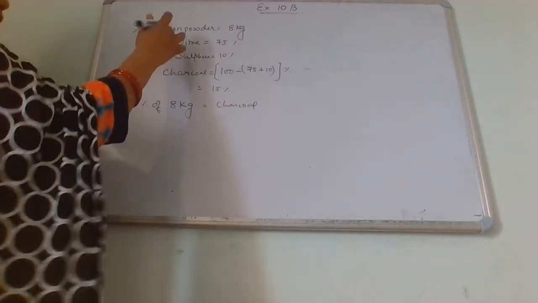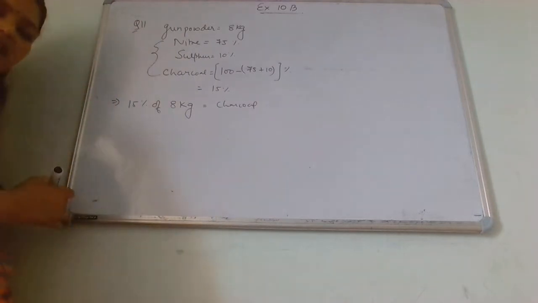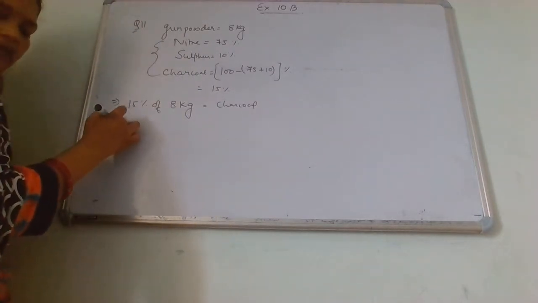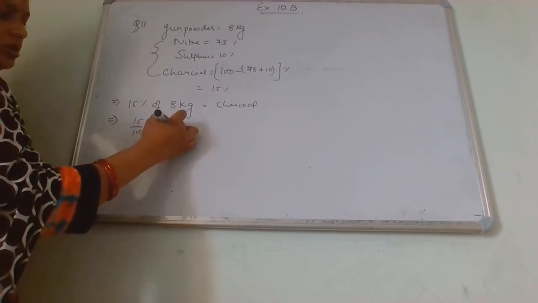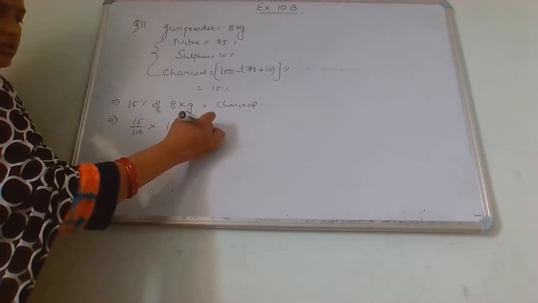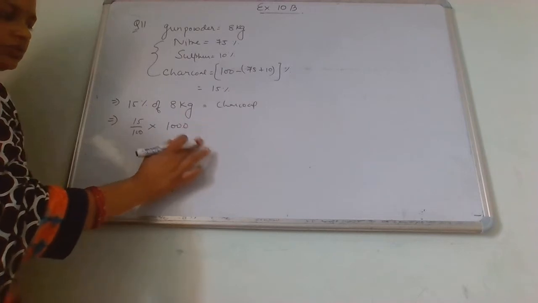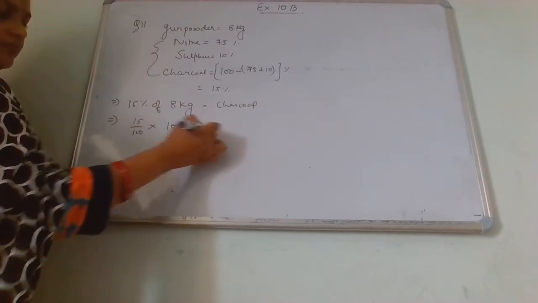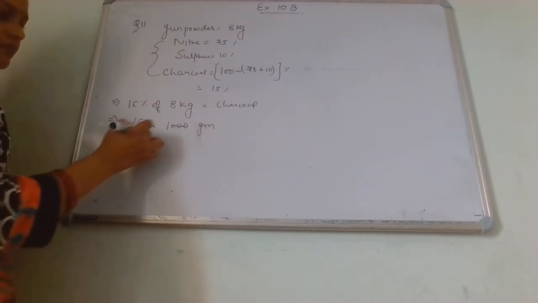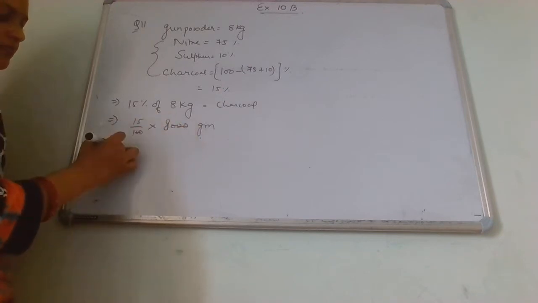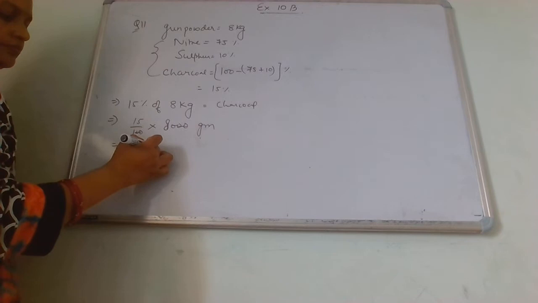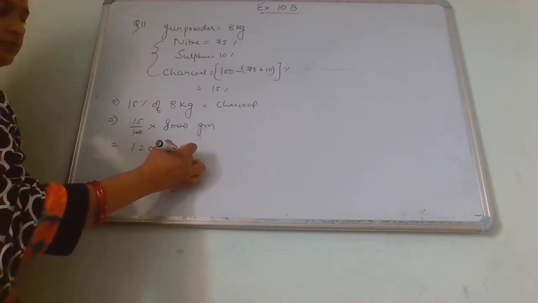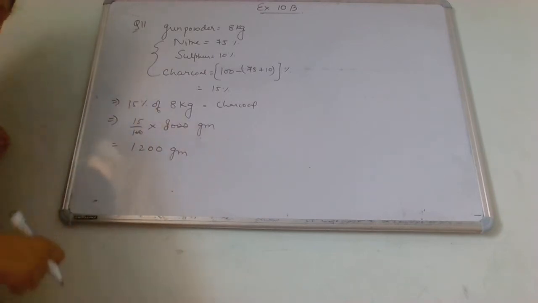Okay, because gunpowder's composition is these three things. So now I will solve. 15 by 100 into 8 kg, that is 1000 grams. So this is our answer.